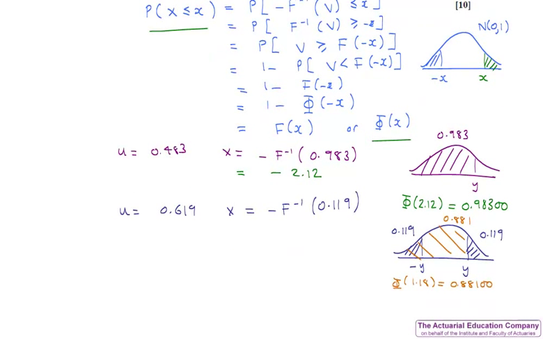Conveniently from the tables, we see the CDF of 1.18 is 0.88100, and so the value we require is minus 1.18. Again, don't forget the minus outside, and so our simulated value is 1.18.